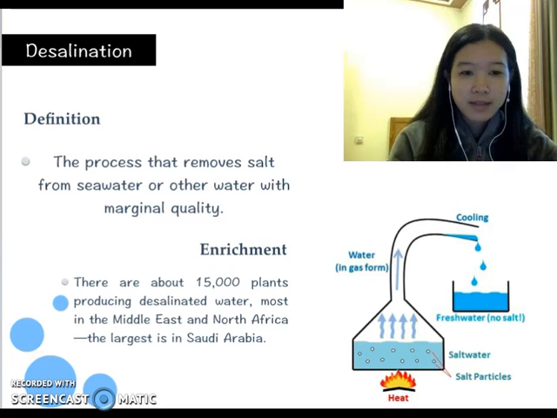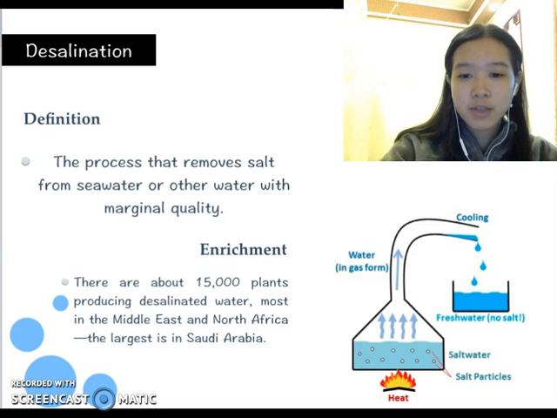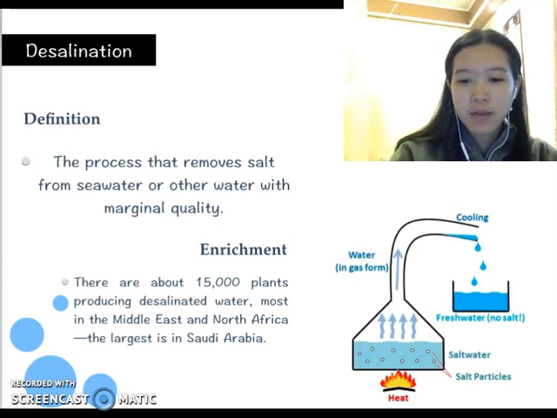Now let's look at the final word for today. It is desalination. Desalination is the process that removes salt from seawater or other water with marginal quality. So this picture here shows the process of desalination. First, we have salt water or dirty water. Then people use heat to increase the temperature of the salt water, so the water will evaporate and the salt particles will remain at the bottom.